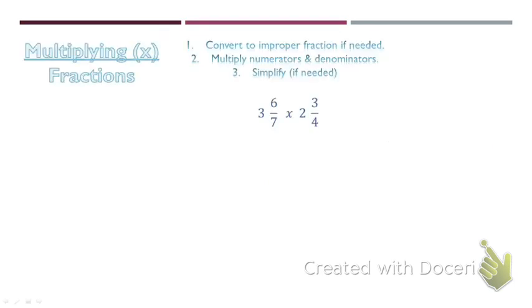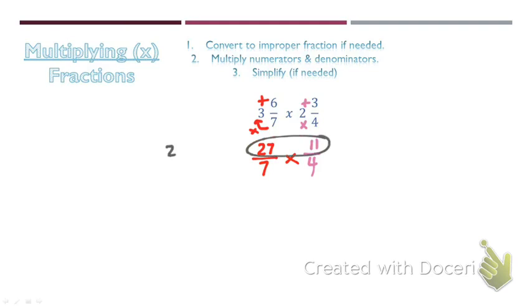All right. Multiplying fractions. When you multiply with a whole number in front, you're going to convert it to an improper fraction, meaning you're going to do 3 times 7, we get 21. Then you add your numerator, so 21 plus 6, we get 27. You keep that denominator. Times 4 times 2, we get 8, plus 3, so we get 11 over 4. Keep that same denominator, and when multiplying fractions, you multiply straight across.